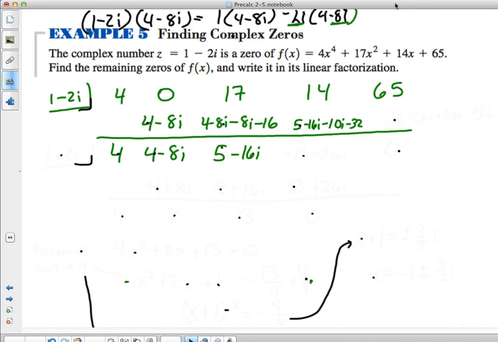I go 1 times 5 minus 16i. So that's where I get 5 minus 16i. Then I got negative 2i times 5, which is negative 10i. And negative 2i times negative 16, which is positive 32, but it's I squared again. And that's where I get another negative 1. Okay? So are you okay with my negative 32 at that point? Yes, sir.